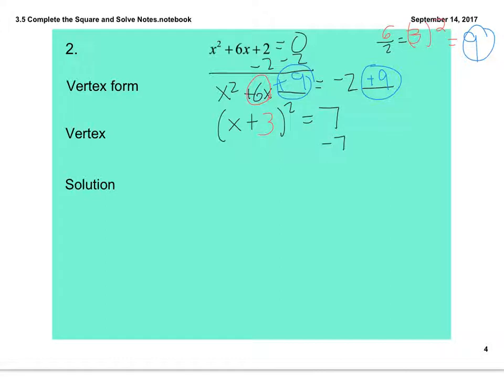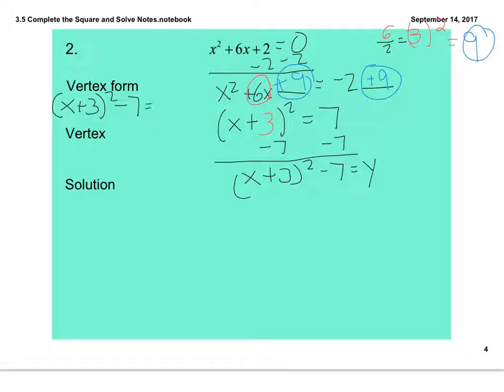I'll subtract 7 from both sides, and I'll have my vertex form at x plus 3 quantity squared minus 7 is equal to y. Okay? I can then write that there again. My vertex form is x plus 3 quantity squared minus 7 is equal to y. My vertex then, opposite sign of what's in the parentheses, so it's negative 3 as my x coordinate. Same sign as what is outside, that's my k value. That would be negative 7. So my vertex for this is going to be at negative 3, negative 7.